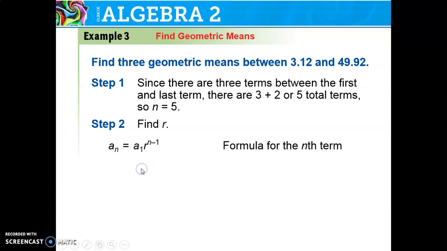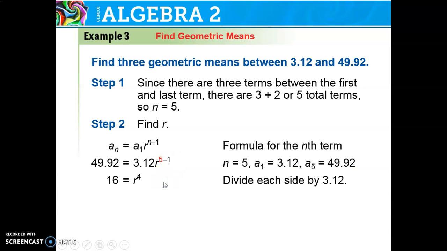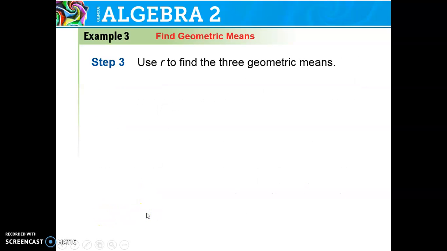So we're going to find r using our formula for the nth term. 49.92 equals 3.12 times r to the fourth power. If we divide 49.92 by 3.12, we end up with exactly 16. And if we take the fourth root of 16, we get plus or minus 2.